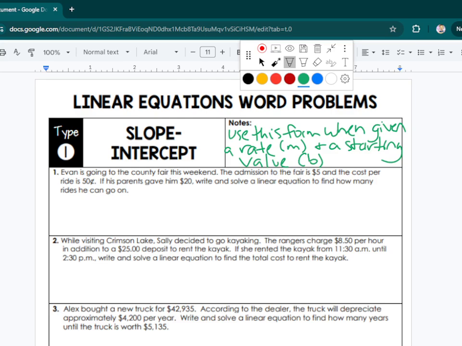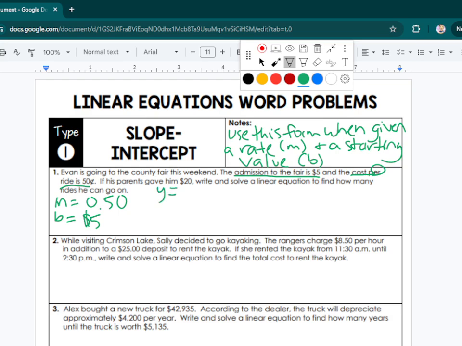So to start us off, let's figure out what our m is. So m is the rate. So we've got admission is $5 and cost per ride. Because we've got the keyword per here, m is going to be 0.50 for 50 cents. We'll just change it into dollars to make things easier. So it's 50 cents per ride. And then our b, our starting point, is going to be that flat fee, the admission, so the $5.